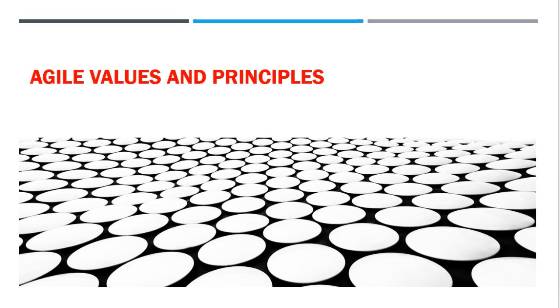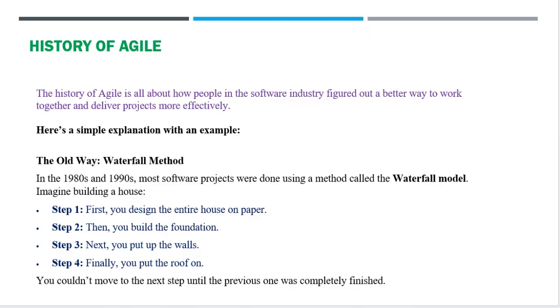So, the history of Agile is all about how people in the software industry figured out a better way to work together in order to deliver projects more effectively. We would like to understand this with the help of an example.